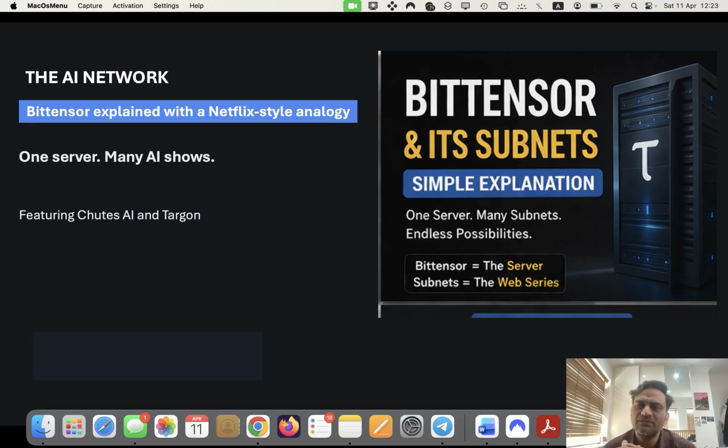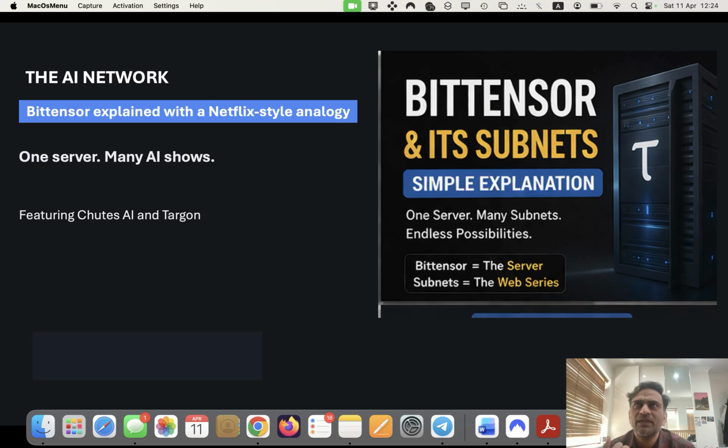Now, what we will do is get this concept clear by taking Netflix as an example. Let's consider Bittensor as the Netflix server and consider a subnet as a web series. We will go into the details, from a business model or revenue perspective. I think it works exactly the same way Netflix does. I think it's the simplest way to understand how Bittensor and its subnets work. So we will cover that.